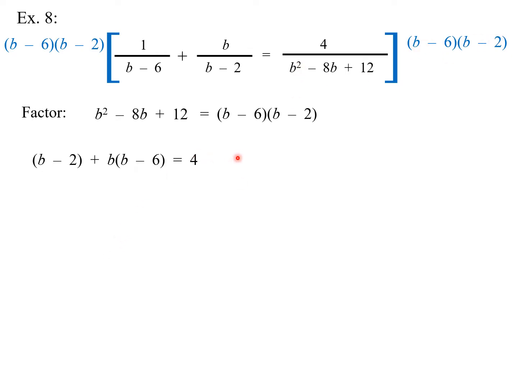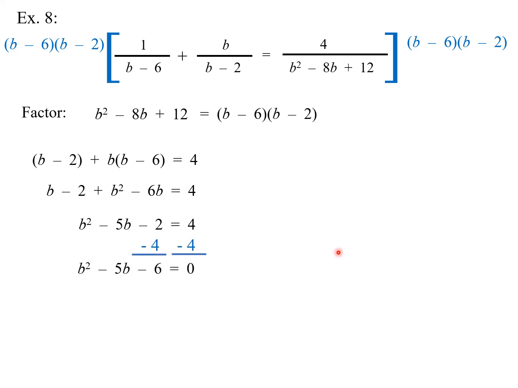Take a moment, make sure that looks right to you, or be sure to ask me about it. You have to get to this step, and that can be tricky. Now we need to simplify this. That's just b minus 2. Distribute the b through there, and we get b squared minus 6b equals 4. Combine like terms, set it equal to 0, and then factor it. This factors to the quantity b minus 6 times the quantity b plus 1 equals 0.